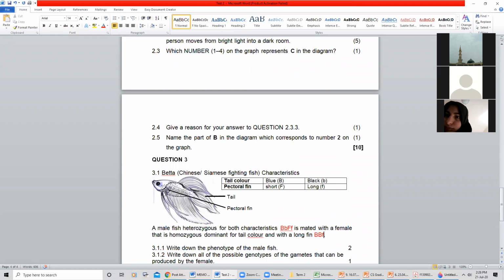Do you all agree? No? Then what should it be? It should be small f and small f, perfect, right? Remember, this is a recessive trait. The long fin here is representing a recessive trait. A recessive trait can only show in the phenotype if it is homozygous recessive. So this had to be small f.